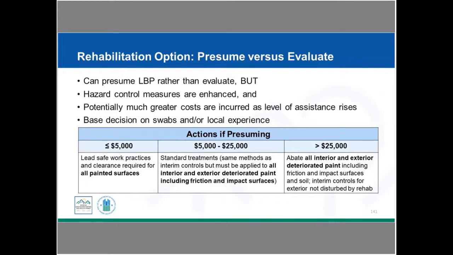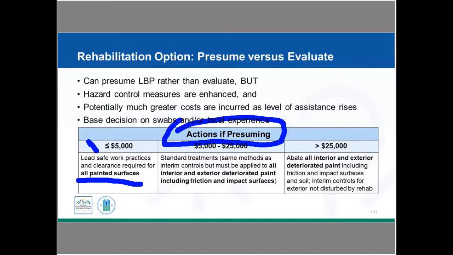If you do presume, this chart is reminding you what the actions are. So that first category up to including 5, if you're presuming, you need to do lead safe work practices and clearance for all painted surfaces, not just the surfaces to be disturbed, okay? So remember, if we were doing paint testing, it was lead safe work practices and clearances on all painted surfaces to be disturbed. If we're presuming, we've now made it a lot bigger, okay? So we're doing lead safe work practices and clearance. We're doing this repair on all painted surfaces.